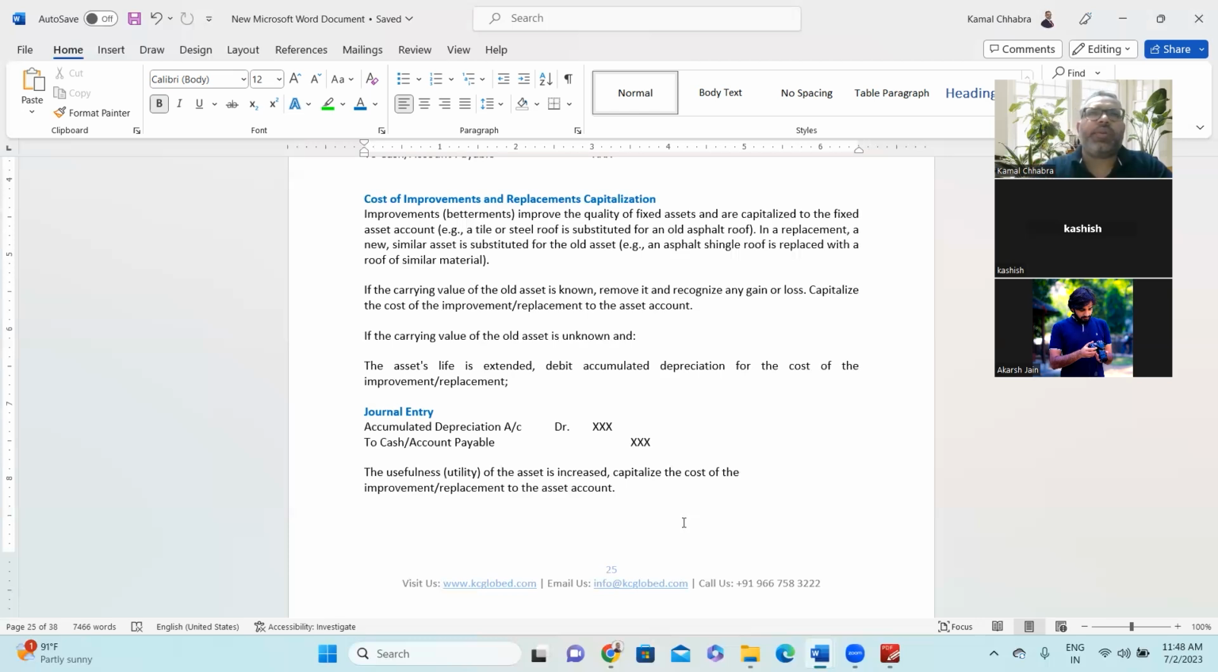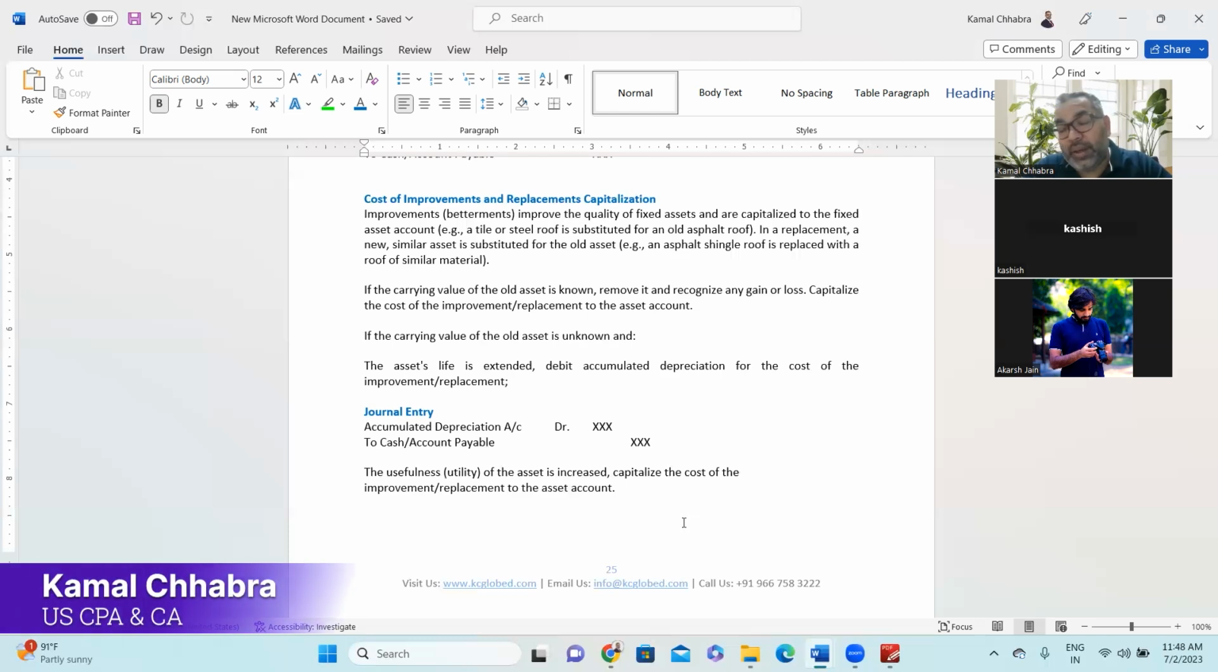Yeah, very true. If something is enhancing the capacity, capability, or the life of assets, then that particular expenditure is considered as a cost of improvement. For example, let's say you have a 10-story building, and on the top floor you added a kitchen or a hotel. So that extension, whatever extra amount you are incurring, may go into capital expenditure.